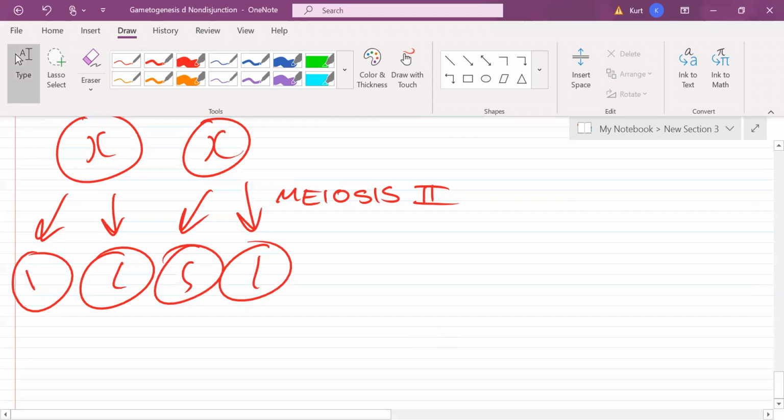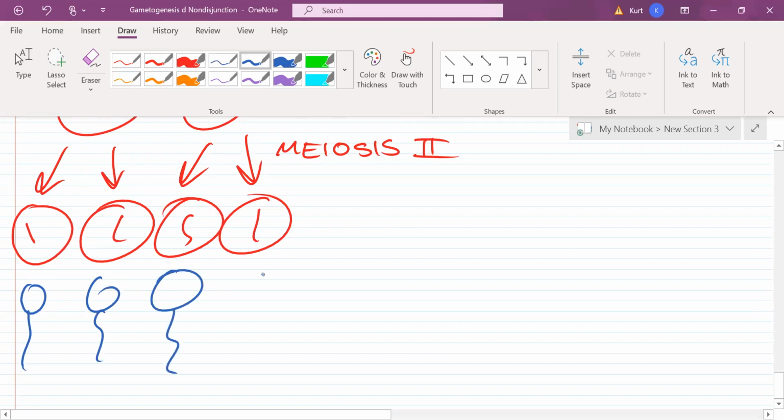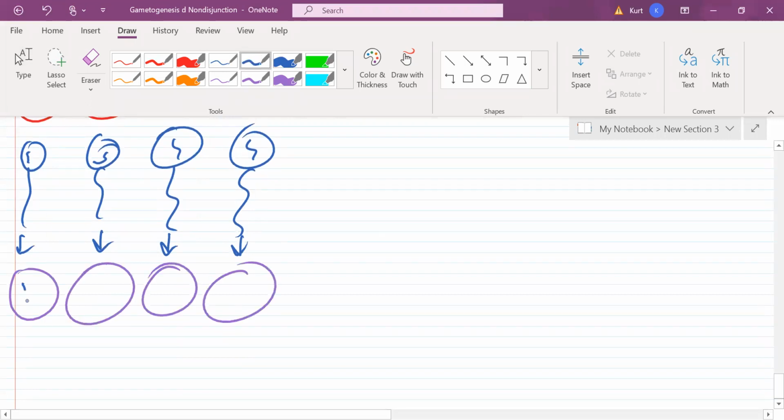Each daughter cell gets 1 chromosome. Let's have a sperm cell here, here, here, and here. Each sperm cell is carrying 1 chromosome. What's 1 plus 1? Every zygote should have 2 chromosomes here. This is how it normally should go. So I'm going to draw 4 zygotes, 1, 2, 3, 4. Each one has a chromosome from father. Each one has a chromosome from mother. This is how it should happen.